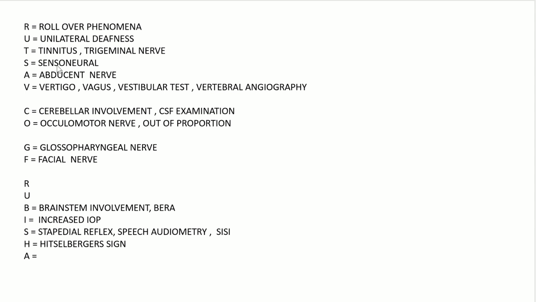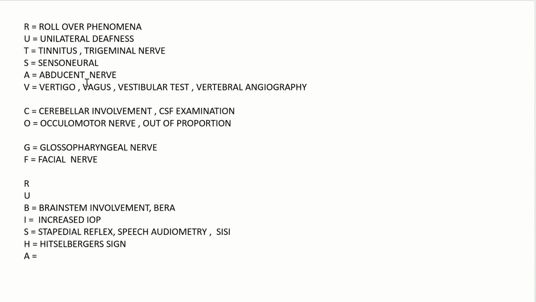After that, S stands for sensorineural. As I said, at first it is neural, then as the size increases it starts to affect the cochlear function also. So it is a progressive sensorineural unilateral deafness. As the size of the tumor increases, the symptoms also become more prominent.